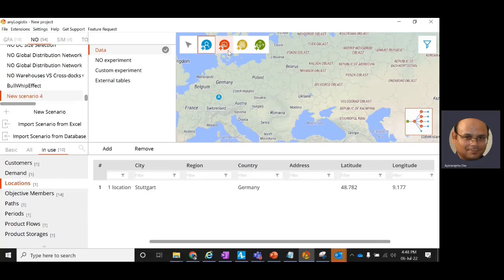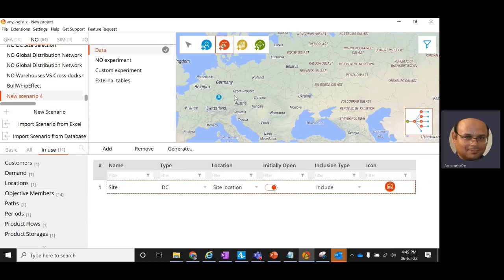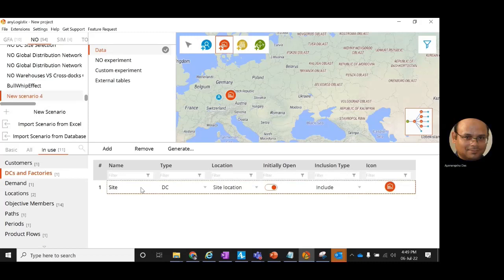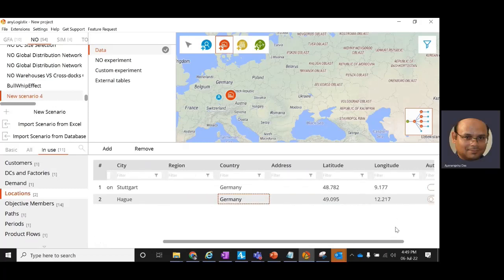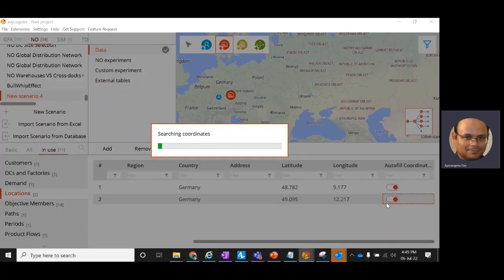Now we will create another entity called a warehouse or distribution center, and we place it at a particular location by double clicking on the map. And we can see that in the DCs and factories table, one entry got inserted of type DC. And similarly, we can change the location or specify a particular location using ALX's autofill coordinates feature.